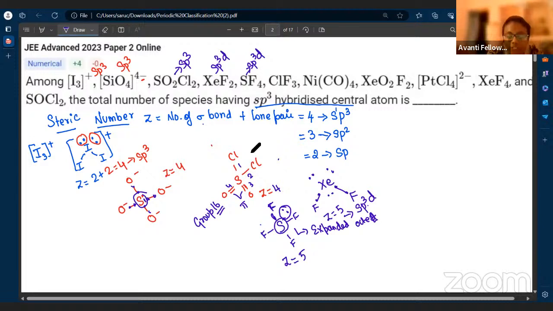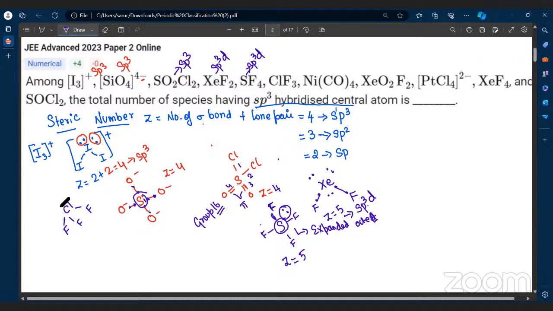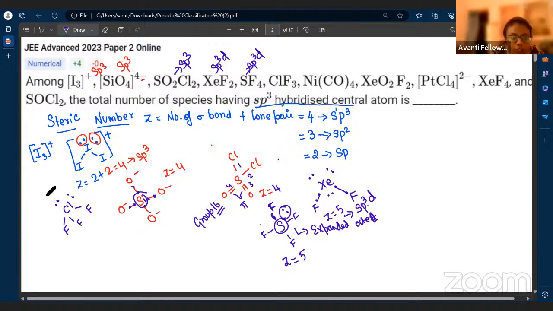Now, ClF3. What will be the hybridization for ClF3? How many lone pairs does Cl contain? Two lone pairs. Yes, very good. 1, 2, 3, 4, 5, 6, 7. We know that it belongs to group 17, so the maximum valence is 7. Now what will be Z over here? It is 3 plus 2, 5. So it is also sp3d.